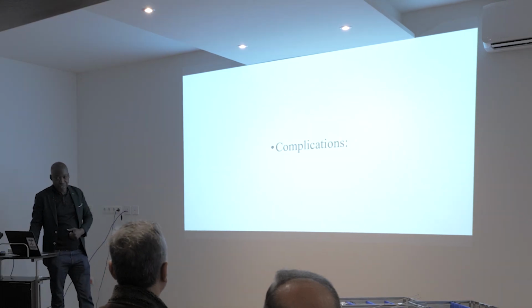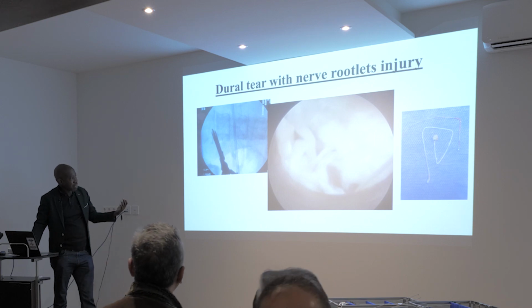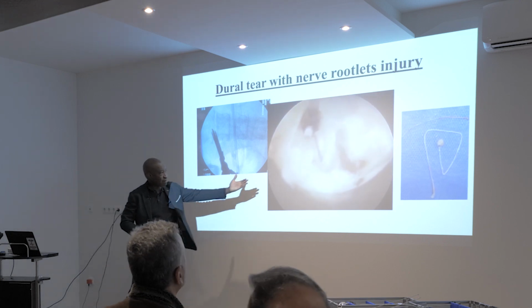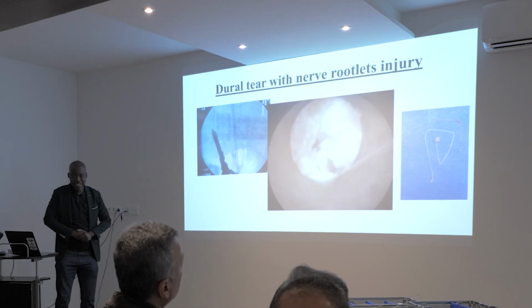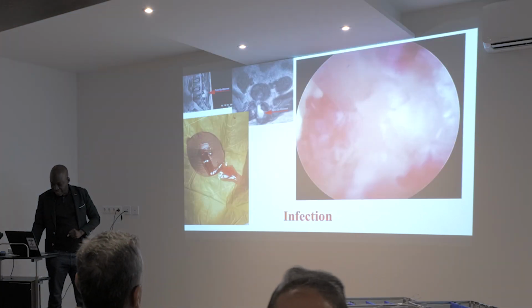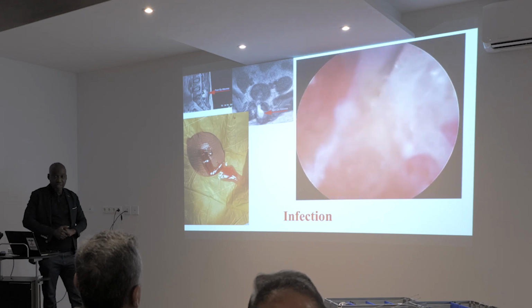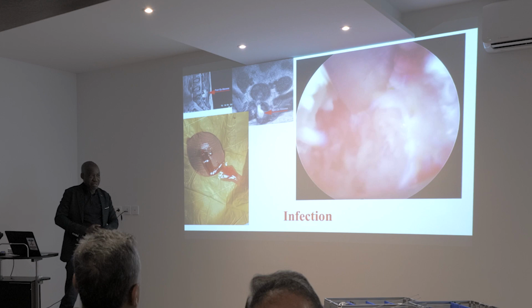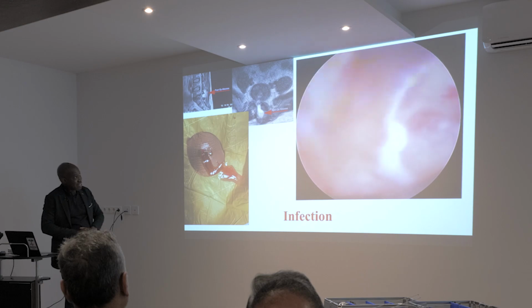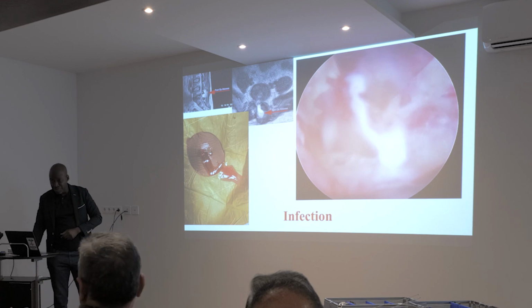Of course, we have to manage our complications. As we can see here, this is one of our complications. The nerve just came out, part of the nerve, during PSLD. And then we had one abscess formation out of about, I can say, 2,000 cases. This is the abscess we have. And Professor Hura said he never had any infection. Well, that's very commendable, but I had. I had one.